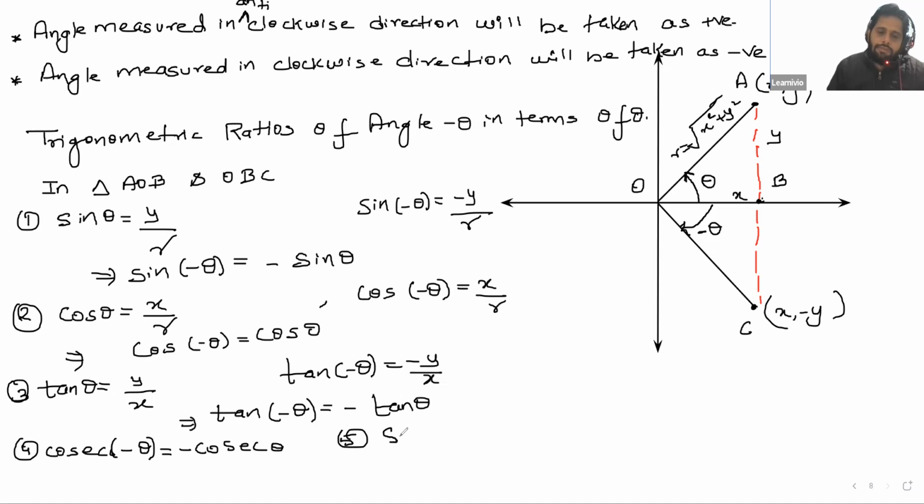Fifth, sec theta, sec minus theta है ना, अगर cos minus theta पॉजिटिव है तो sec भी पॉजिटिव होगा. Sixth is tan नेगेटिव है, then cot भी नेगेटिव ही होगा. So from this we will get cot minus theta is equal to minus cot theta.